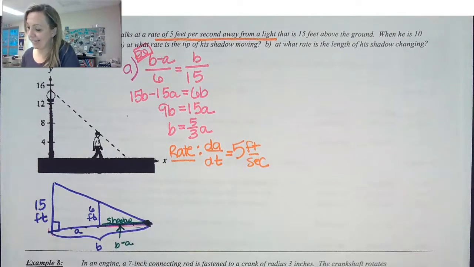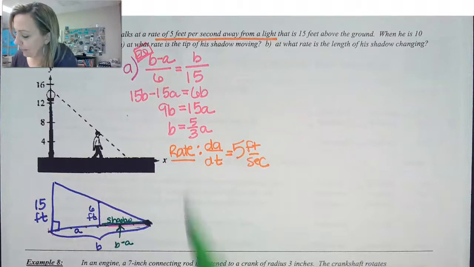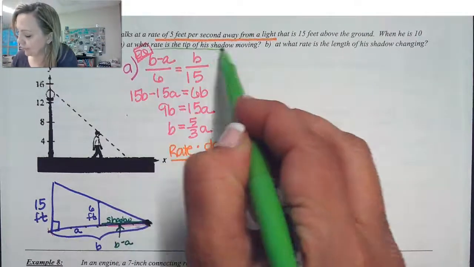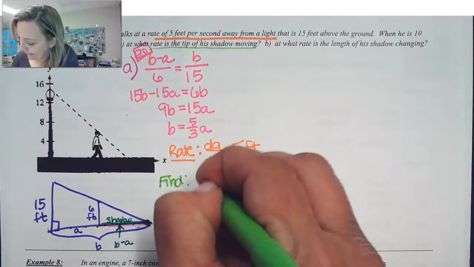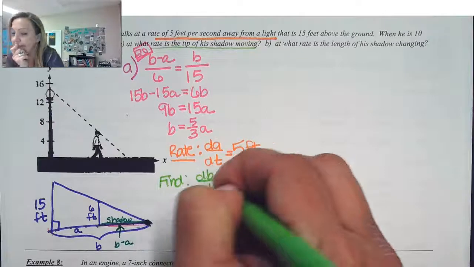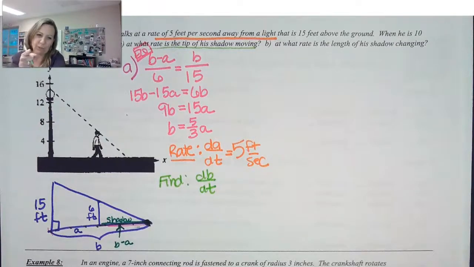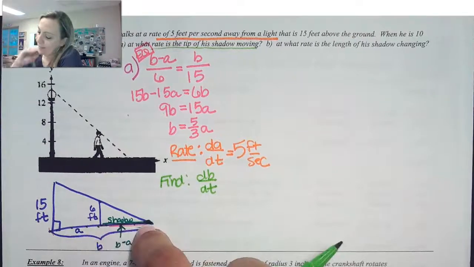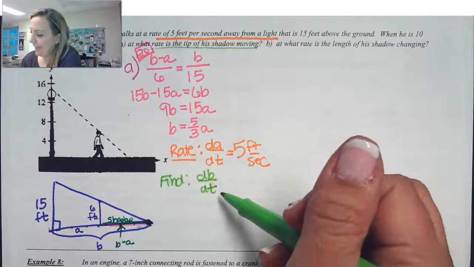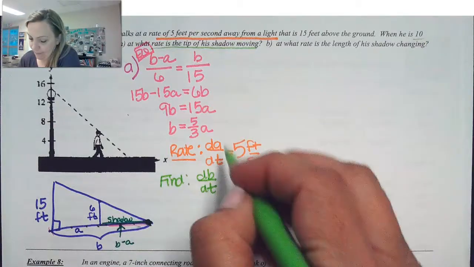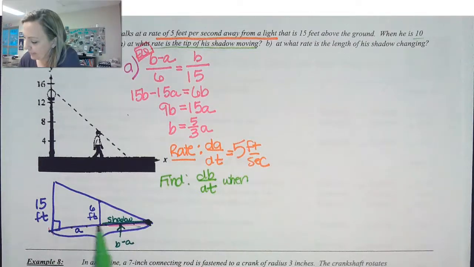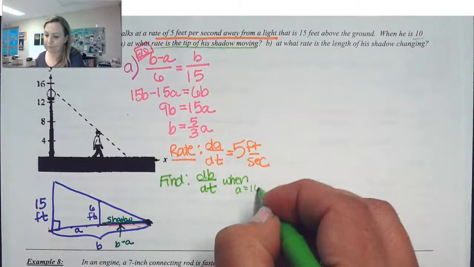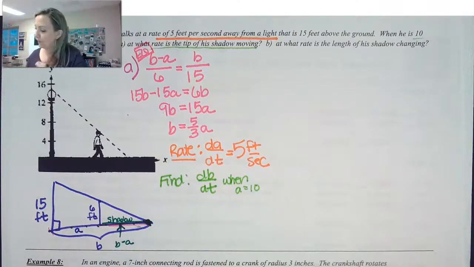And in letter A, it's asking at what rate is the tip of his shadow moving. So this is asking me to find dB/dt, okay, because again, the B is going to be where the shadow is. I know that looks like a length, but really where B lands is where the tip is. So we want to find dB/dt. And again, it says when he is 10 feet from the base of the light, so that's when A is 10.